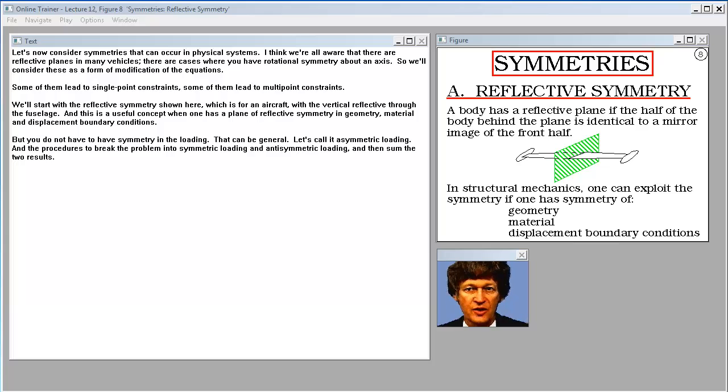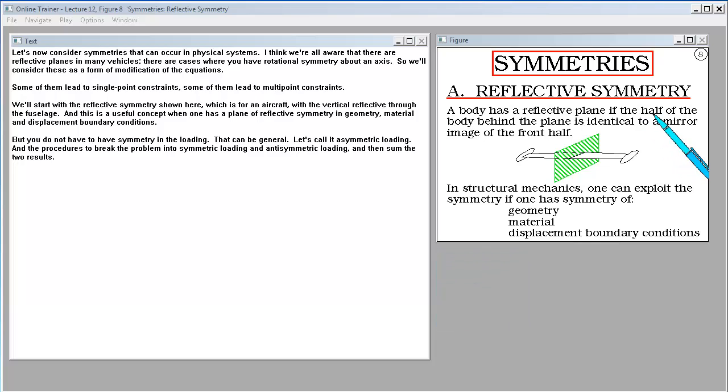Let's now consider symmetries that can occur in physical systems. I think we're all aware that there are reflective planes in many vehicles. There are cases where you have rotational symmetry about an axis. So we'll consider these as a form of modification of the equations. Some of them lead to single point constraints, some of them lead to multi-point constraints.